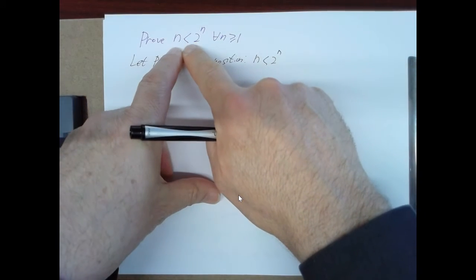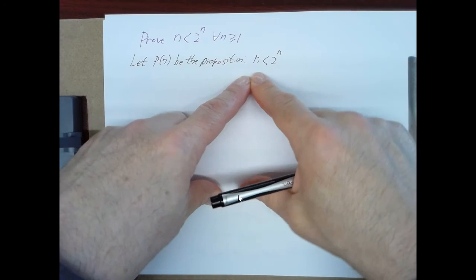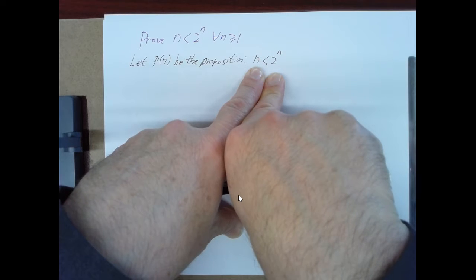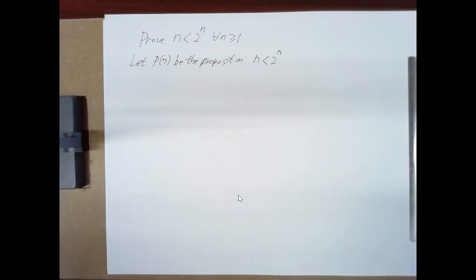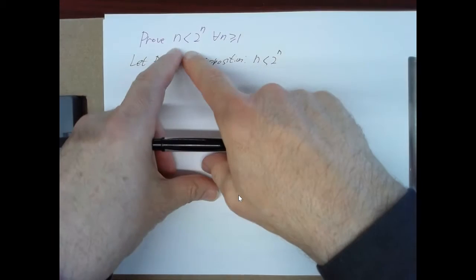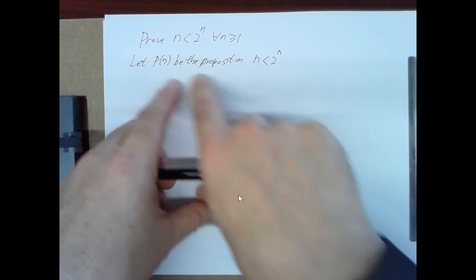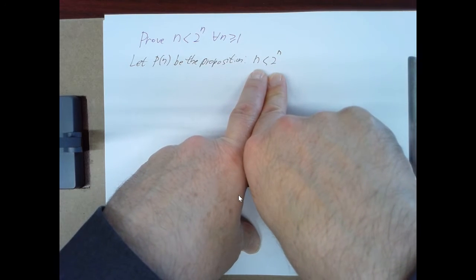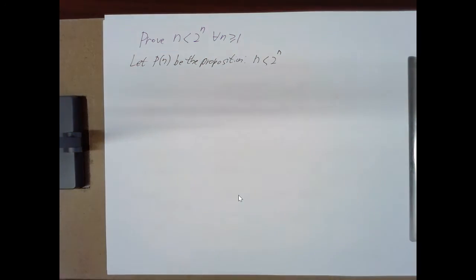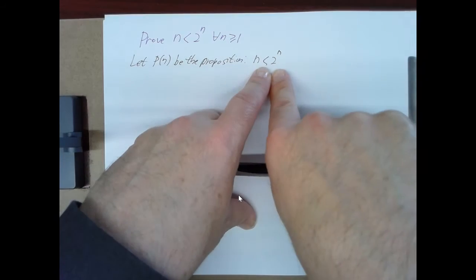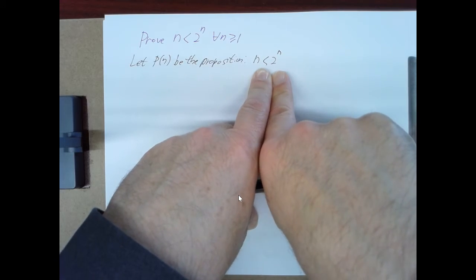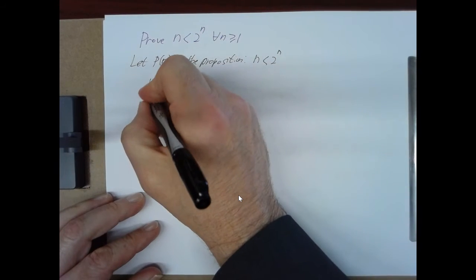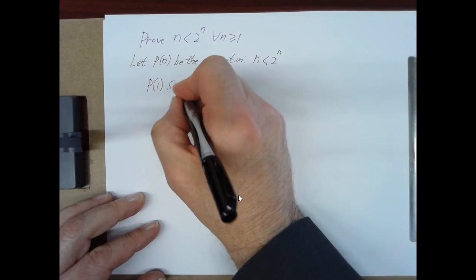Okay, this is not our proposition. Don't say the proposition P of n is the statement that n is less than 2 to the n for all n bigger than or equal to 1, right? That's a much different proposition. That's saying that this formula is always true. P of n is just saying this formula is true for n. P of 5 says 5 is less than 2 to the 5th. So don't make the mistake of saying P of n is the proposition that this is true for all n. It's just true for n. So P of n says n is less than 2 to the n. So what does P of 1 say?